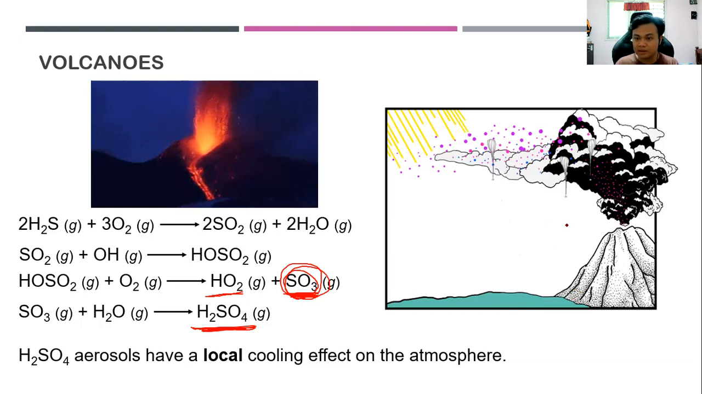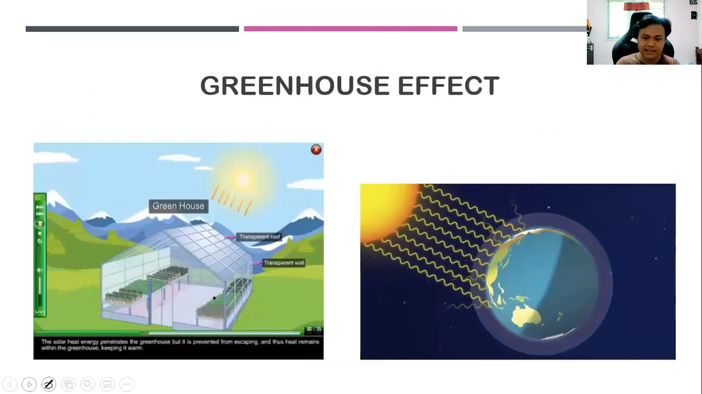So it has a cooling effect on the atmosphere. If you remember, when Mount Pinatubo erupted in 1991, the global temperature at that time dropped by 1 degree Celsius. Because the ash blocks the sun's rays from reaching the earth, cooling the earth's surface by 1 degree Celsius. Okay? So move on. That is the significance of volcanoes.